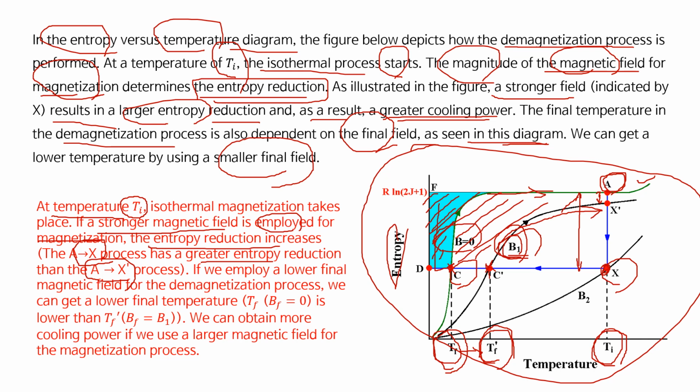If we employ a lower final magnetic field for the demagnetization process, we can get a lower final temperature; T_f at B equals 0 is lower than T prime f here. Okay. We can obtain more cooling power if we use a larger magnetic field for the demagnetization process. So if we use a larger demagnetization field, then the temperature is higher, but we can have more cooling power.